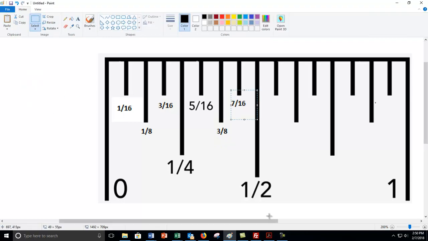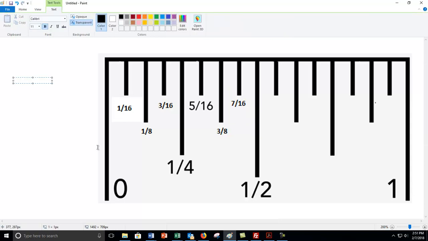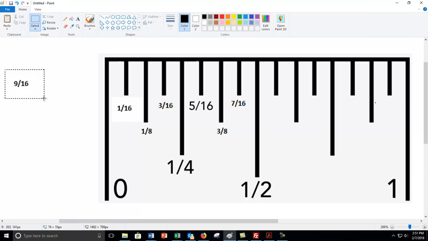7/16. 8/16. 1/2. 1/2, right? 1/2, 8/16. That's the special one. And then we keep going. 9/16. Hopefully you're seeing the pattern. Every odd numbered numerator doesn't reduce. 1, 3, 5, 7, 9.